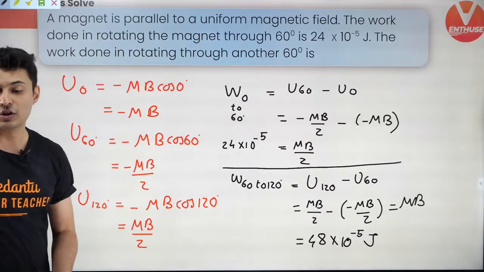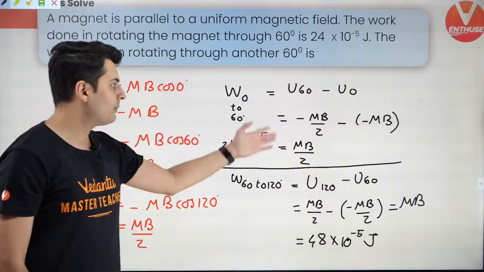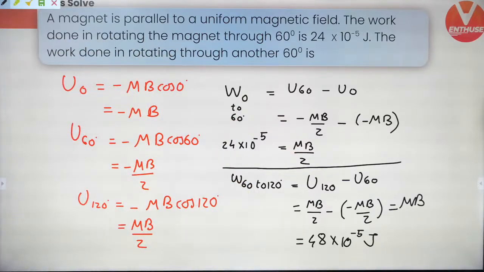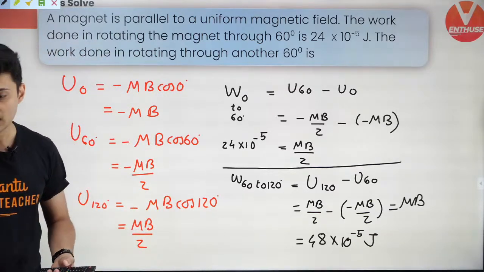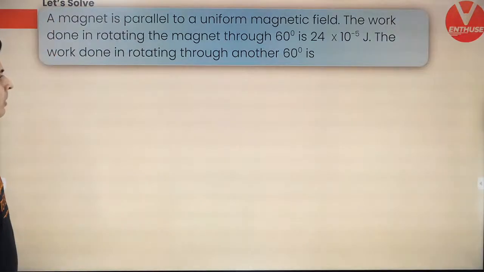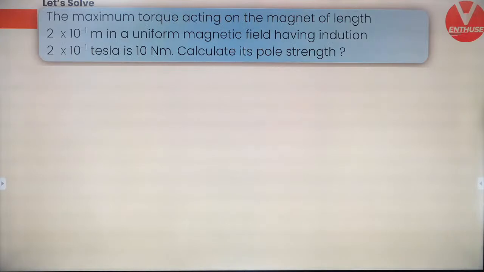I hope this is clear. It's not megabytes. Understand, M is the magnetic dipole moment, B is the magnetic field. So it's 48 into 10 to the power minus 5 joules. I hope this is clear. Understood, guys? Let me know. Excellent. Let's get going. 48 into 10 to the power minus 5. Next question coming up on your screens.